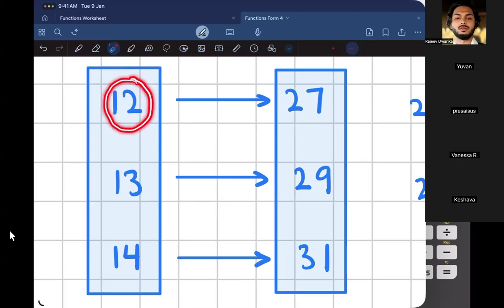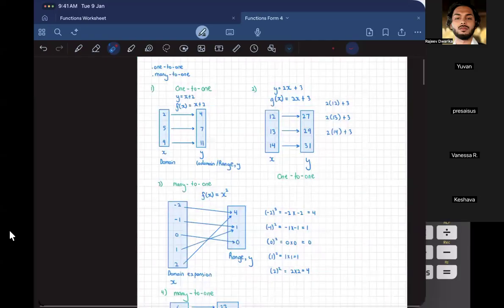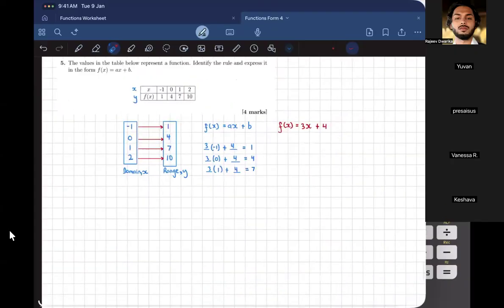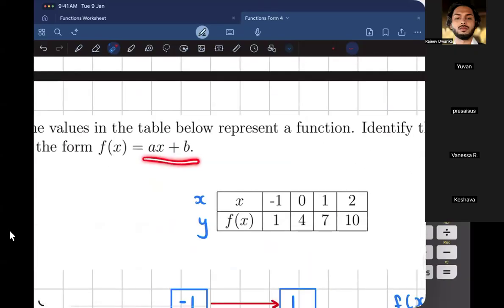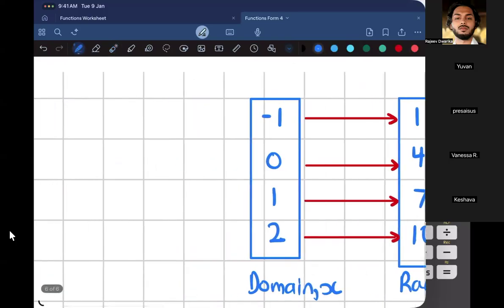If I multiply 12 by 2, I get 24. If I add 3 to that, I get 27. If I multiply 13 by 2, I get 26. If I add 3, I get 29. So the function here would be f of x is equal to 2x plus 3. So that's the general pattern you want to follow. Now in this question, they are saying that the function takes a similar form, meaning you have to multiply x by something and then add something to it. So Perseus, I would have to multiply minus 1 by something and then add something to it to get 1. Could you think of anything?